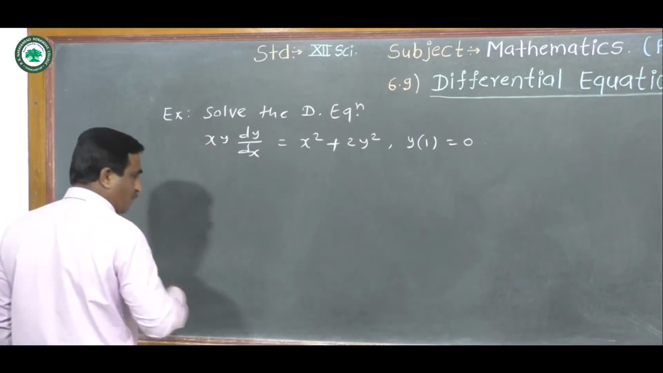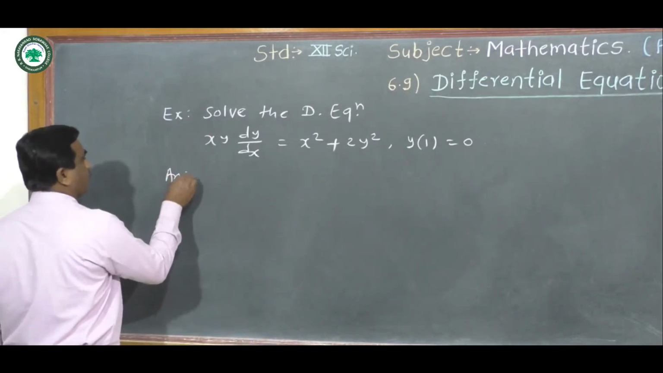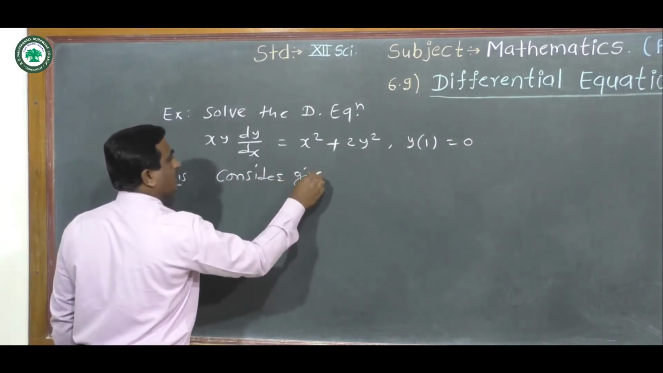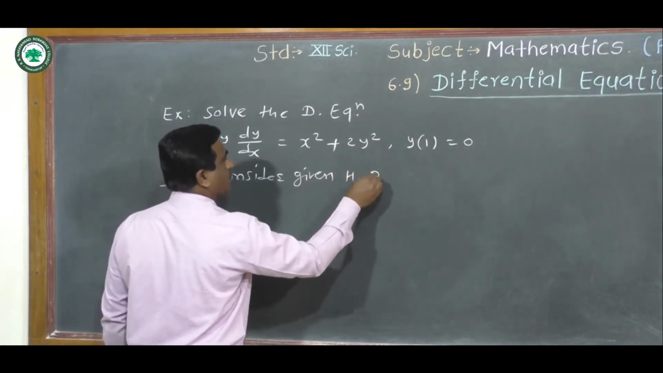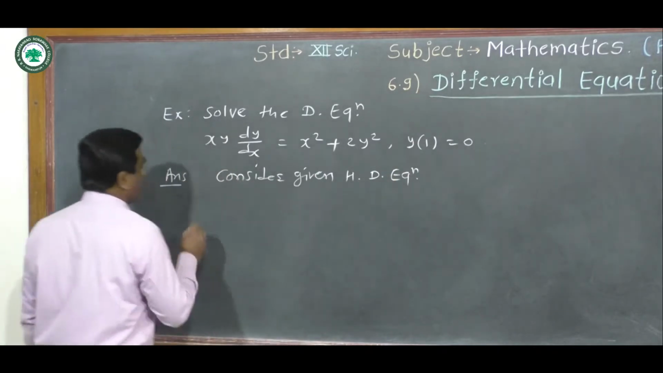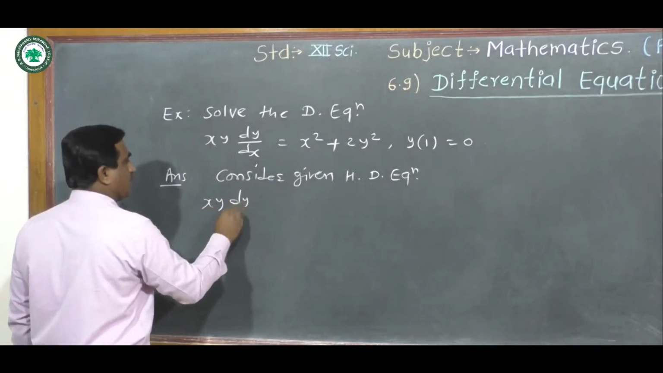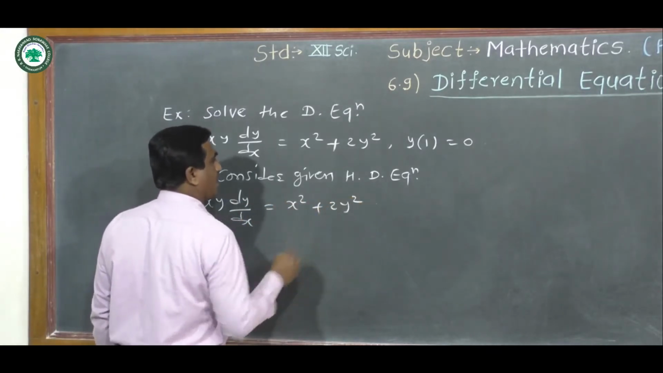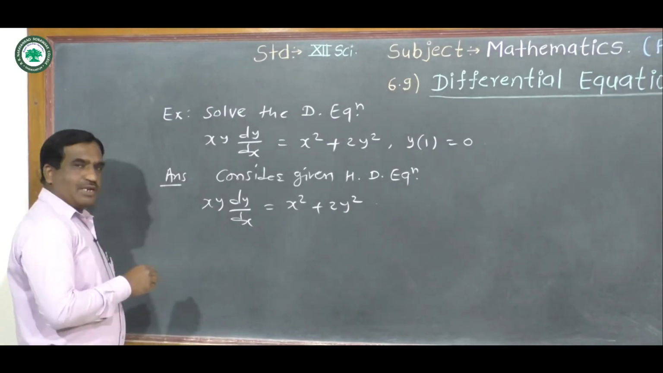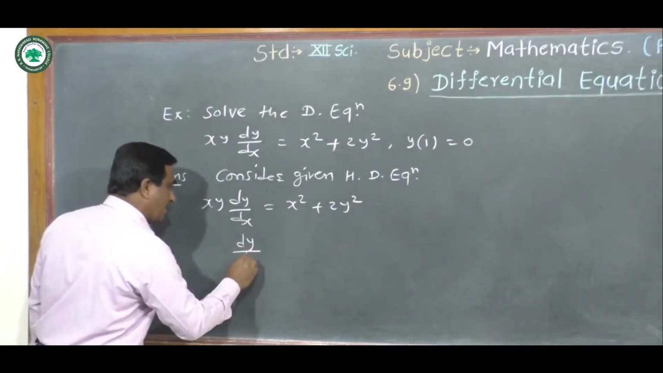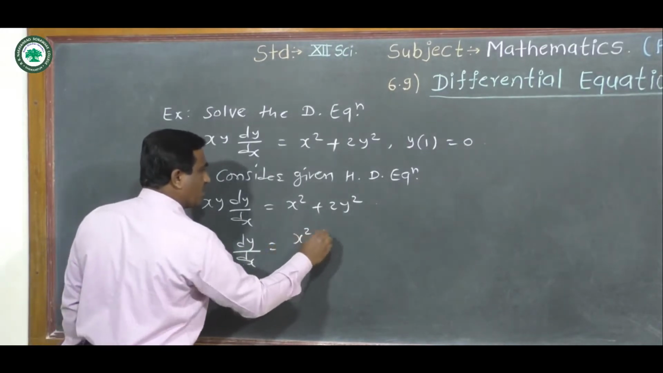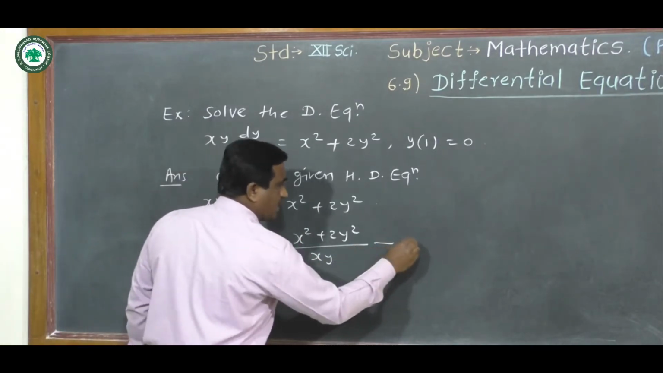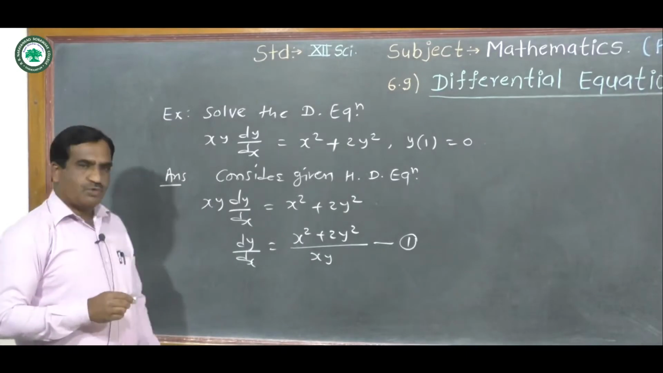Okay, now we see the answer for this. Consider the given homogeneous differential equation, which is x into y into dy by dx is equal to x square plus 2y square. Now first we find the value of dy by dx here. Therefore dy by dx is equal to x square plus 2y square upon x into y. Say this as equation number first. Okay, now we use substitution here.